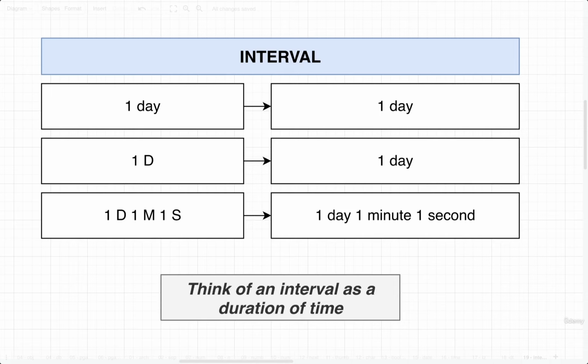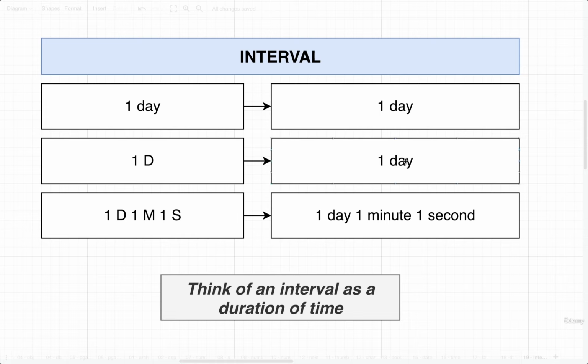Besides just time, date, timestamp, and so on, we also have another somewhat related data type called an interval. You should think of an interval as being like a duration of time. We can specify an interval by putting down 1 day, or 1d, short for day. We can even create a duration of time like 1 day, 1 minute, 1 second by putting in 1d, 1m, 1s. Now, at first glance, it looks like interval isn't super useful.